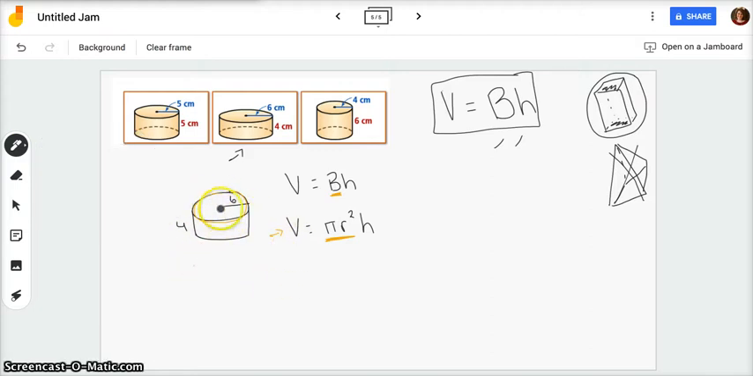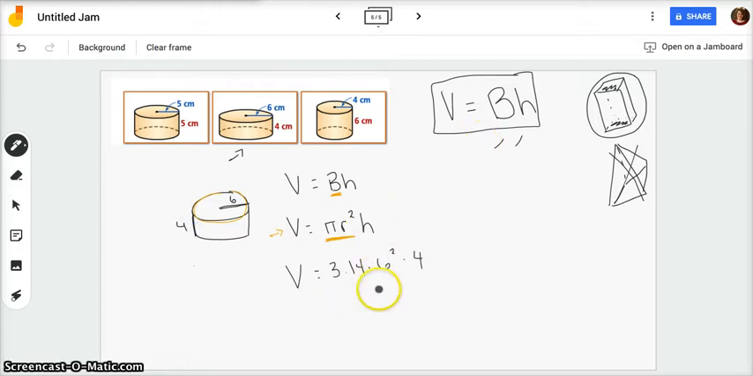So volume equals pi radius squared times height. So volume equals 3.14 instead of pi, times 6 squared, times the height, which is 4. So I got the 6 from my radius here, and I got the 4 from my height. Okay, so let's simplify and reduce this.